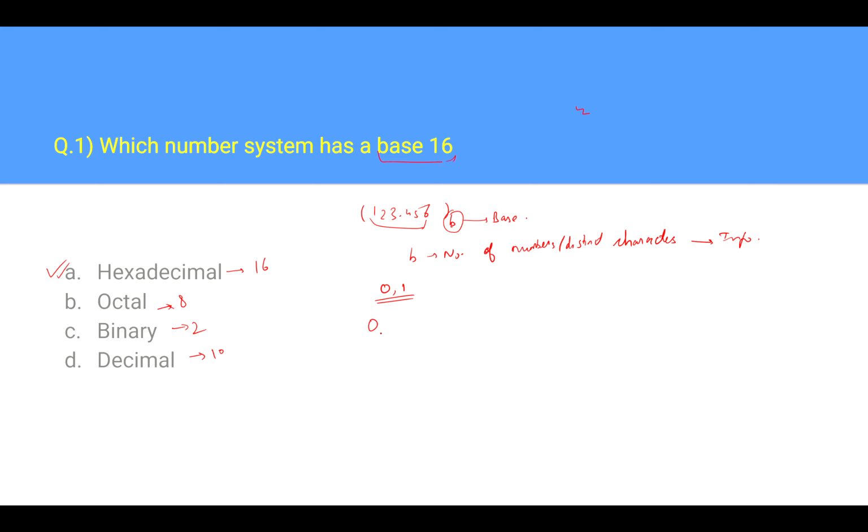Similarly, octal would be using 0, 1, 2, 3, 4, 5, 6, and 7. So these 8 characters will be used to denote any information. So the most commonly that we use in our lives is decimal. So these are the numbers 0, 1, 2 through 9. So these 10 characters we use to denote any information. Similarly, these other two bases also exist, so these have their relevance while we learn more about computers.